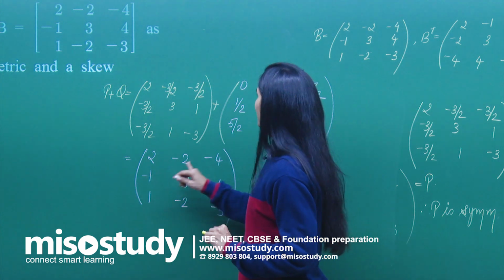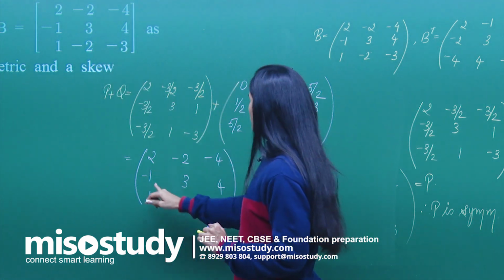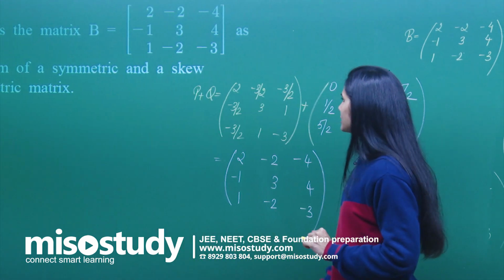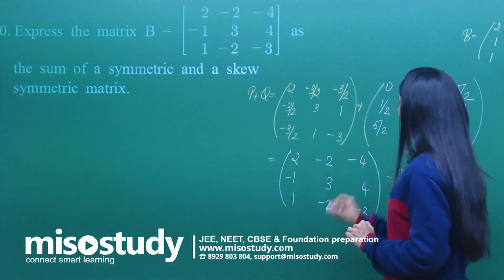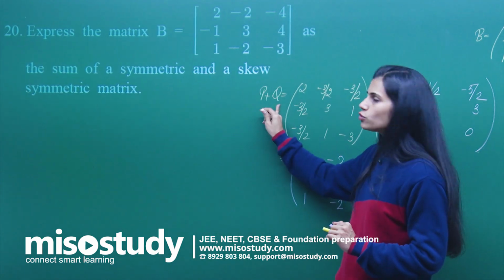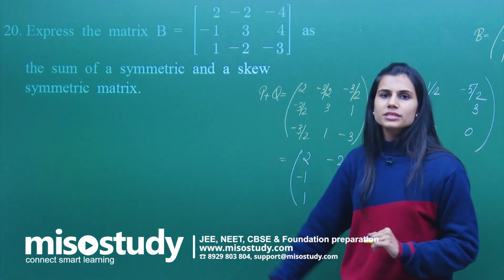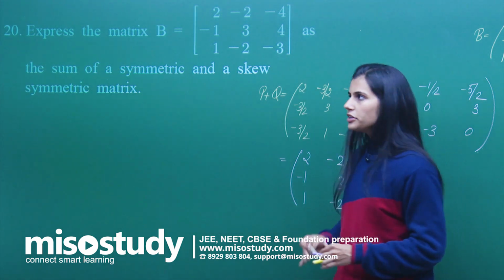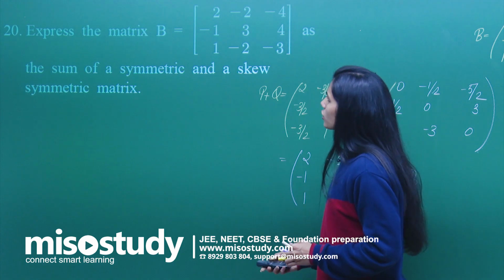Let's check. 2, minus 2, minus 4. Minus 1, 3, 4. 1, minus 2, minus 3. This is my B. So I have expressed B as the sum of two matrices. P is symmetric, Q is skew symmetric. Clear? Easy enough? Let's talk about the next question.